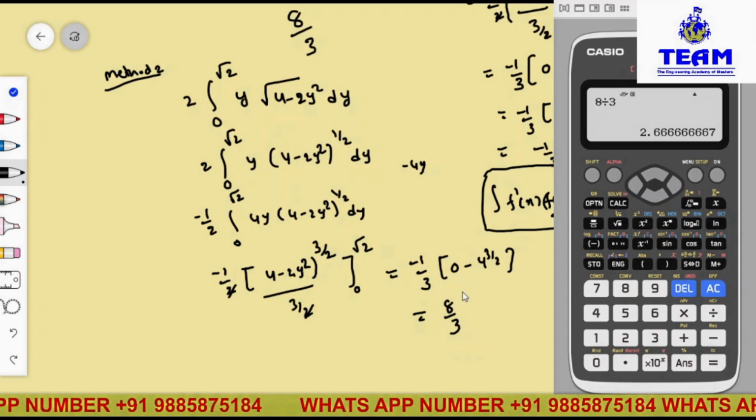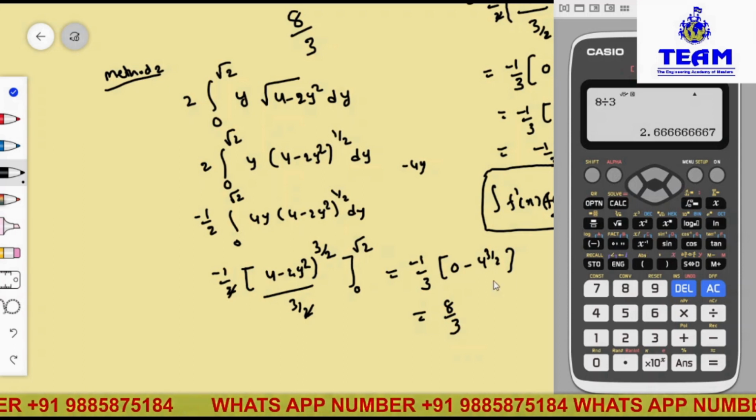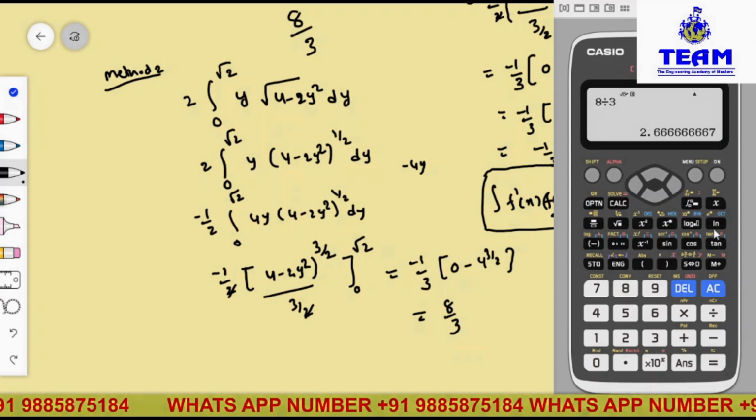But in the exam, it is not an easy task. In the exam, sometimes we will get the answer in fraction form, sometimes in digits also.